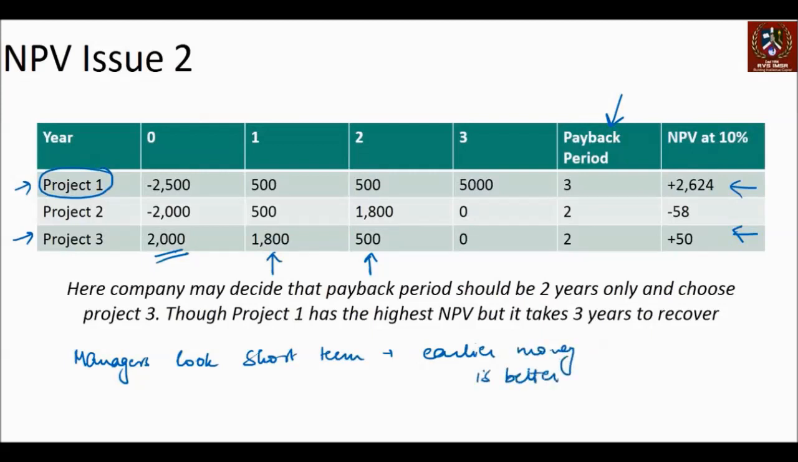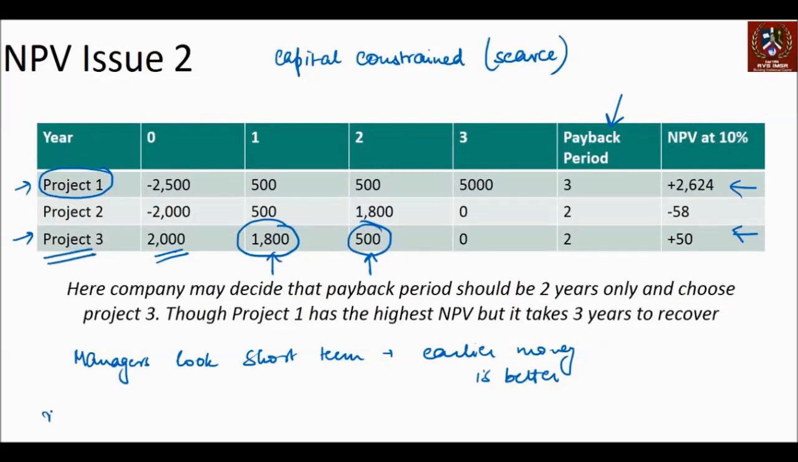And that could be because, let's take a scenario where capital is constrained, right? Capital is constrained would mean capital is scarce. You have limited capital. Now, sometimes in this case, the manager might believe that if you get your money back faster, like in project 3, you can redeploy that money in another project, right? That obviously assumes that there is a constraint on capital. You don't have adequate capital available.